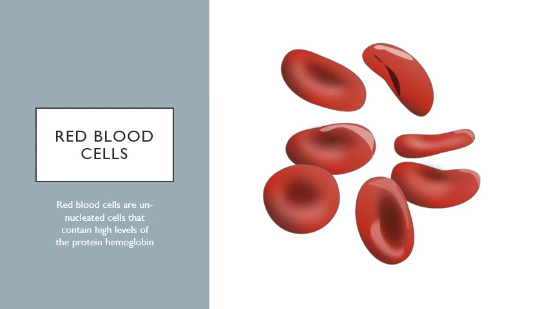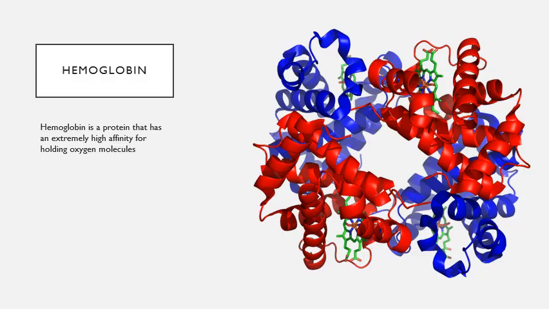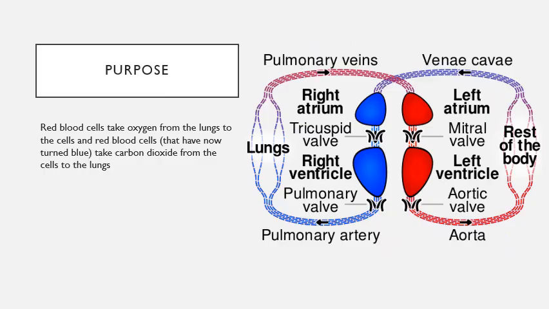Hemoglobin binds oxygen. It's like a little basket that carries oxygen molecules. So here's the basket shape. It holds it. These green points are the oxygen holding subunits, motifs. So the red blood cells take oxygen from the lungs to the cells, and they take carbon dioxide from the cells to the lungs. Any questions so far?